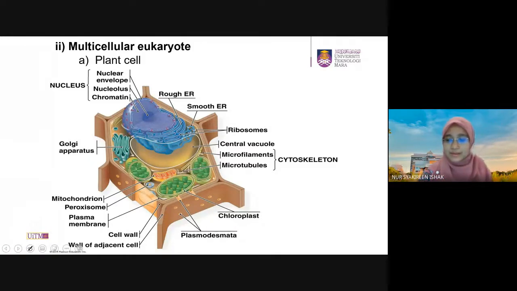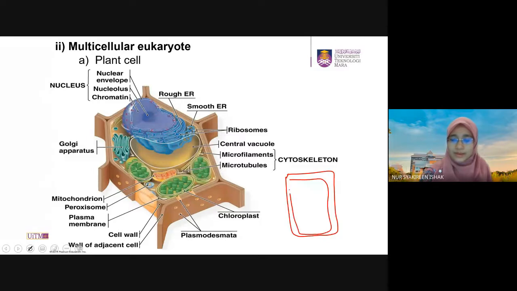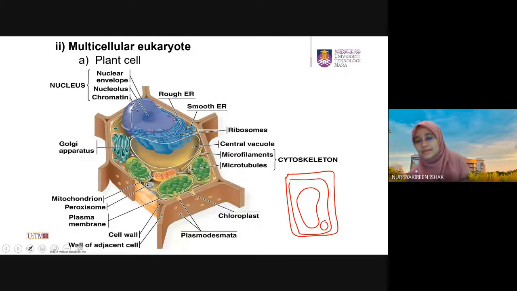Okay, just for plant cell, you just draw like this, kan? So you have the cell wall and then you have the plasma membrane. For plant cell, if you observe, they have a really large vacuole. Because they have a really large vacuole, the nucleus of the plant cell is pushed to the peripheral side of the cell. They akan tertolak ke tepi. All other organelles are pushed to the side nearer to the plasma membrane. So you have the nucleus, and then you have the chloroplast.